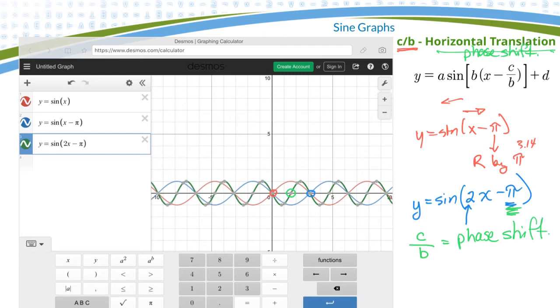And we didn't play a whole lot with that when we looked at quadratic functions. It was harder to see. But here it's easier to see that, yeah, it didn't move over by pi, it moved over half of that. And that's what the impact of that b value is.